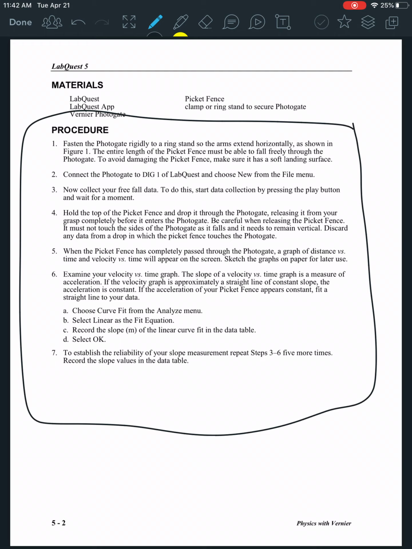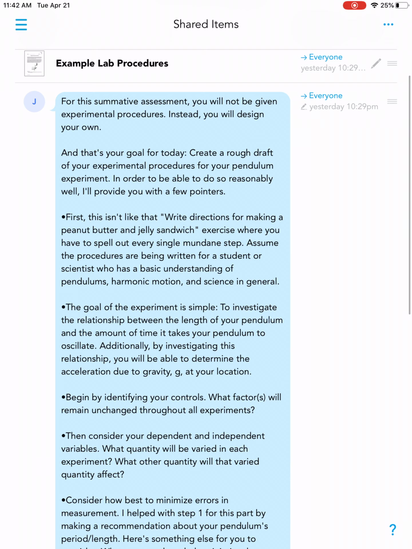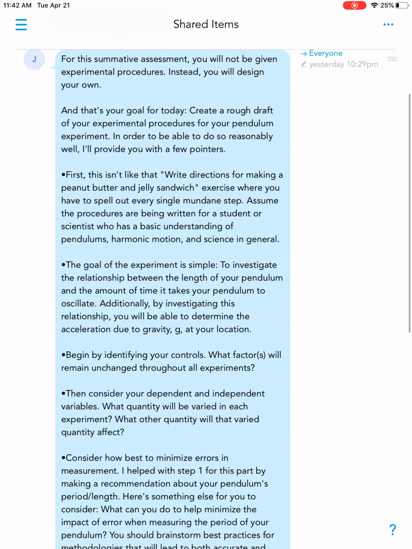If you do a good job writing those procedures, then your experiment should be really easy to conduct. If you take some shortcuts and don't do a great job, then it's going to be a bit of a pain for you. So keep in mind that we're talking about writing experimental lab procedures. I have my equipment in front of me. How do I conduct the experiment? As you see here, this isn't like that trick exercise where you have to write the instructions for a peanut butter and jelly sandwich and you can't leave any tiny mundane step out.